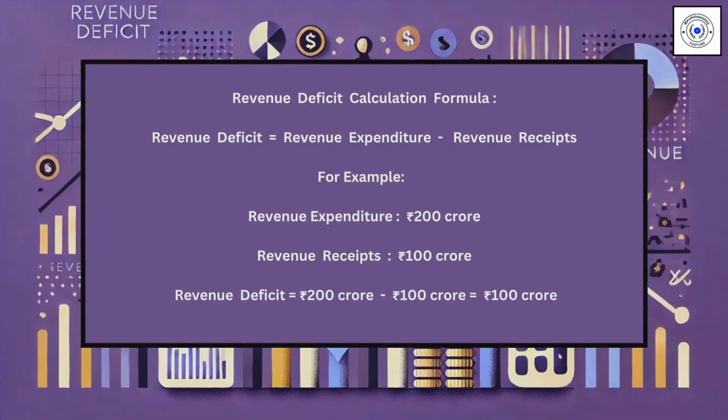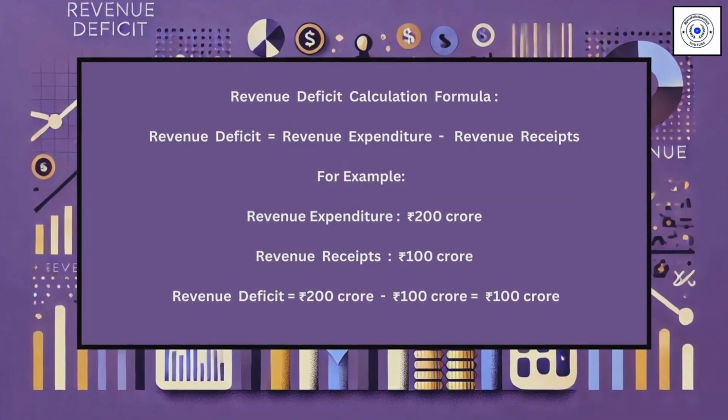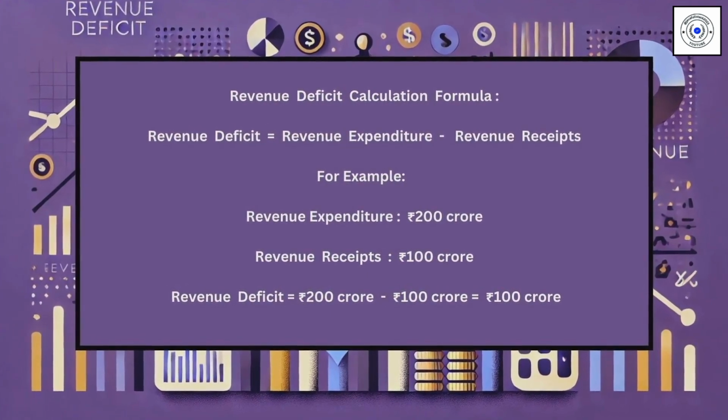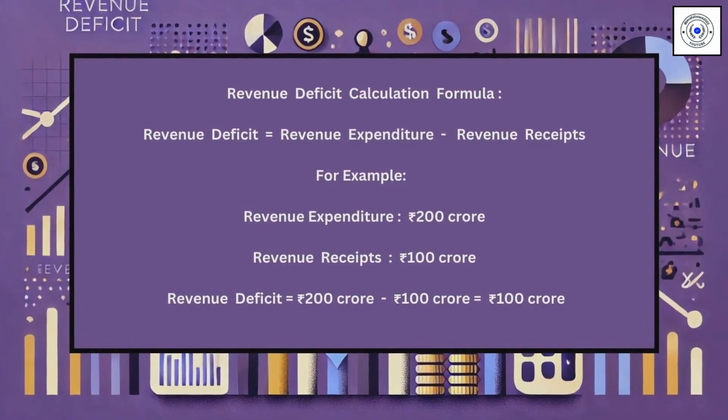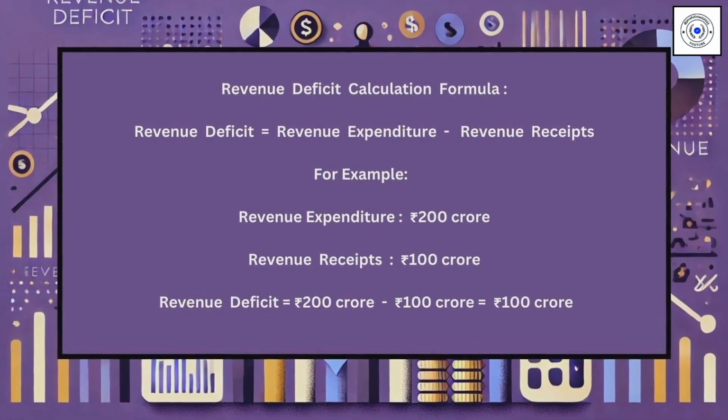Revenue deficit calculation formula is revenue expenditure minus revenue receipts. For example, if the government's revenue expenditure is 200 crore rupees and its revenue receipts is 100 crore rupees, the revenue deficit would be 100 crore rupees.